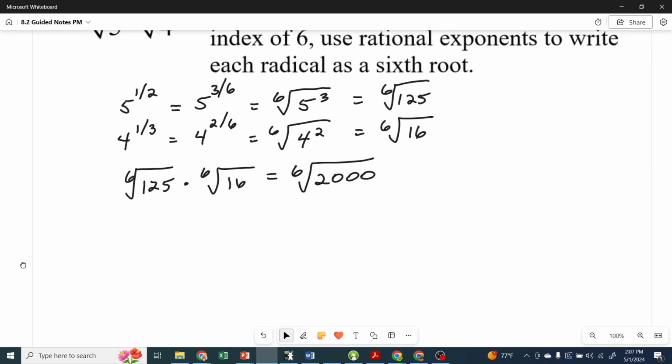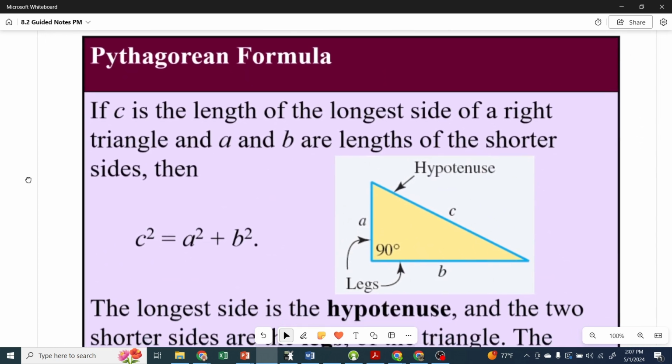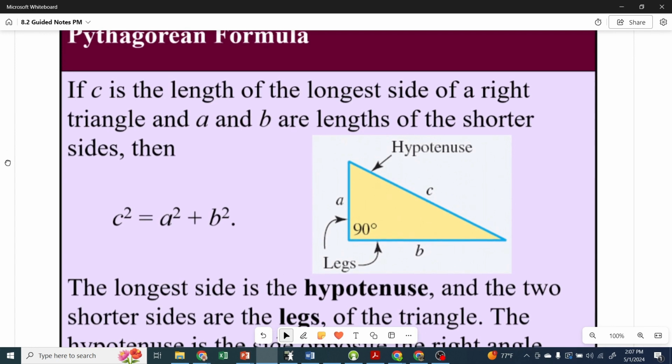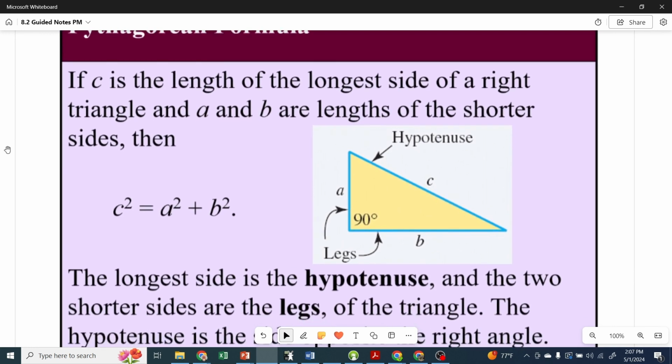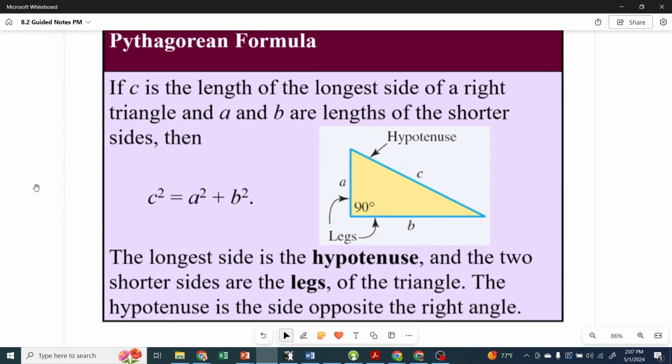Moving on. The Pythagorean formula, or theorem. If C is the length of the longest side of a right triangle, and A and B are lengths of shorter sides, then C squared equals A squared plus B squared. The longest side is the hypotenuse. The two shorter sides are the legs of the triangle. Keeping in mind, sometimes they won't have this 90 degrees, they'll have a box. And the hypotenuse is always opposite the 90 degree angle.